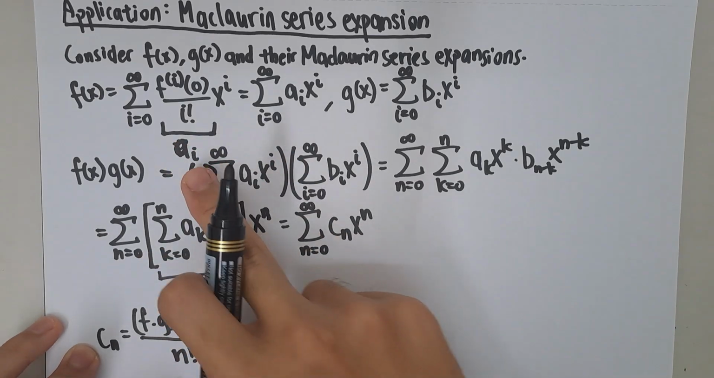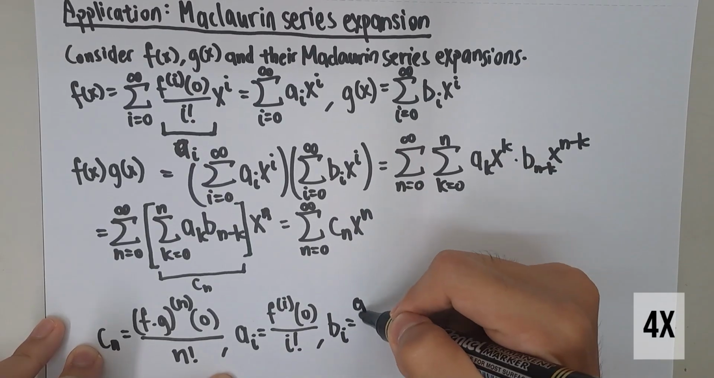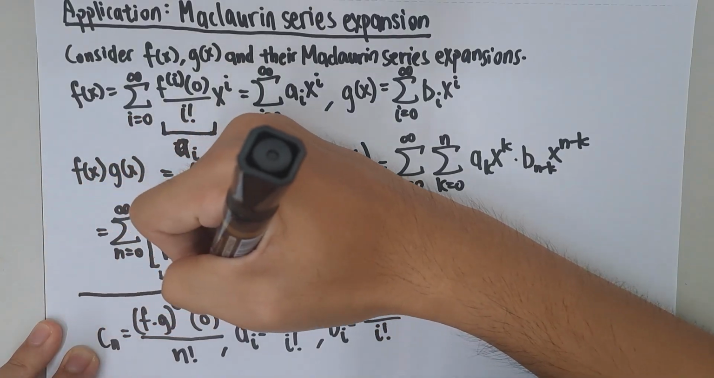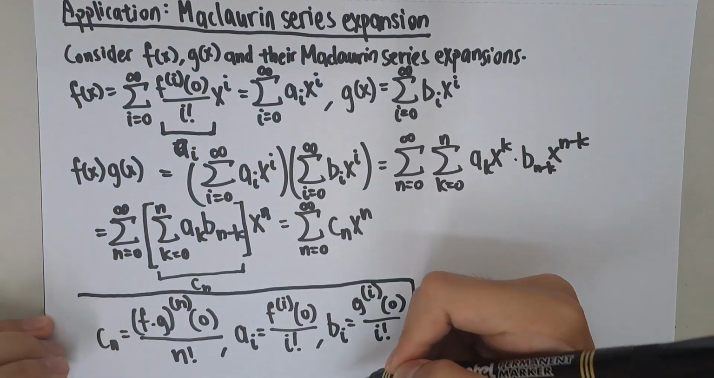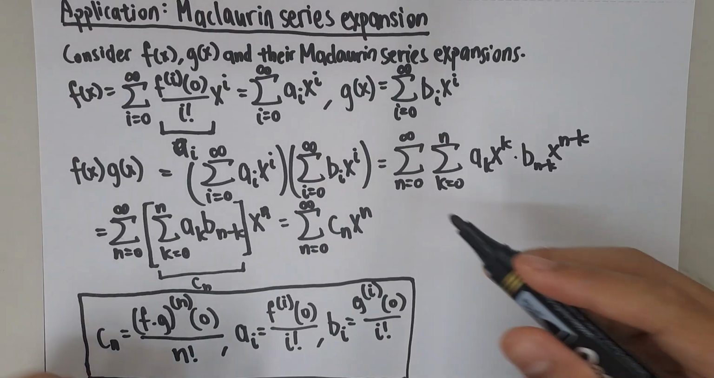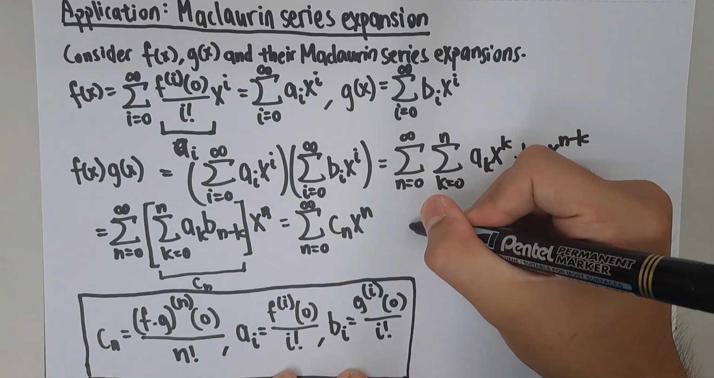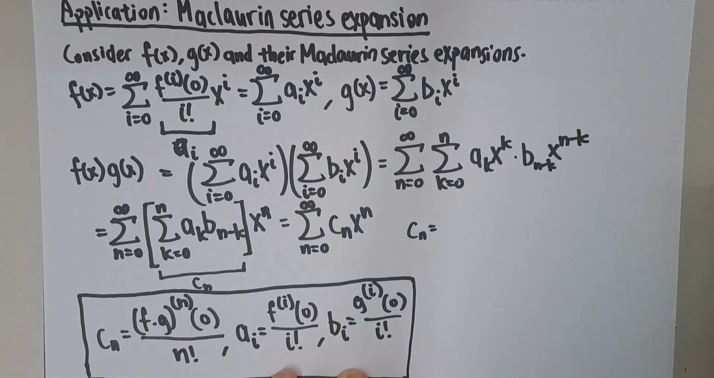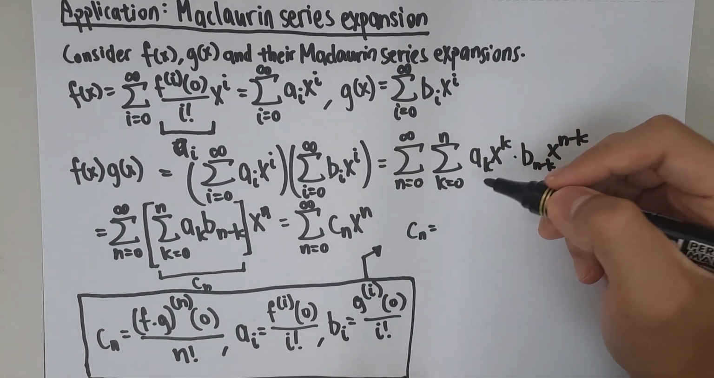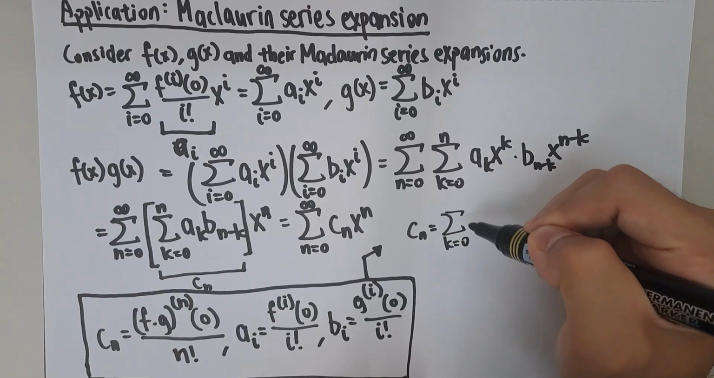And here we also declare that ai equals the ith derivative of f divided by i factorial, and bi is equal to the same thing, but instead of f, g. This is just what we get from the Maclaurin series expansion. And this means that, let's see, Cn equals, let's draw an arrow. Cn equals the sum, as k is going from 0 to n.